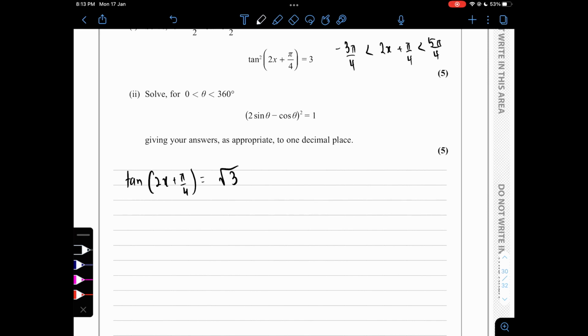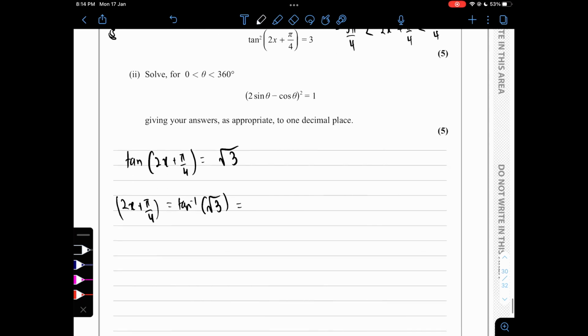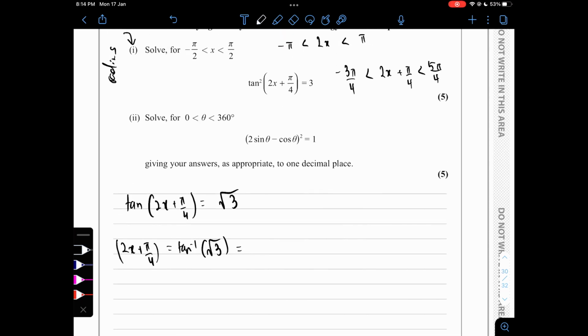Then we know that 2x + π/4 is equal to tan⁻¹ of √3. So what do you get when we tan inverse? And remember, this must be in radians. Don't forget that, obviously, radians for this part in the calculator. So when we tan inverse this, what do we get? We get π/3.